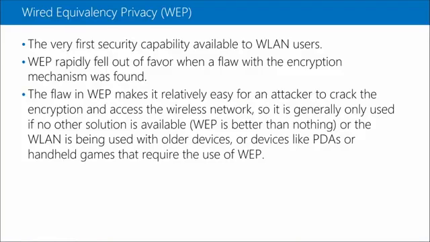WEP was the first security available to wireless network users. It rapidly fell out of favor. It's kind of sad. Why did it fall out of favor? It fell out of favor when a flaw in the encryption was found. There are videos for anybody curious who wants to learn about security from a purely academic but educated standpoint. There are videos available that show you how easy it is to crack WEP. I won't direct you to them, but they do exist.